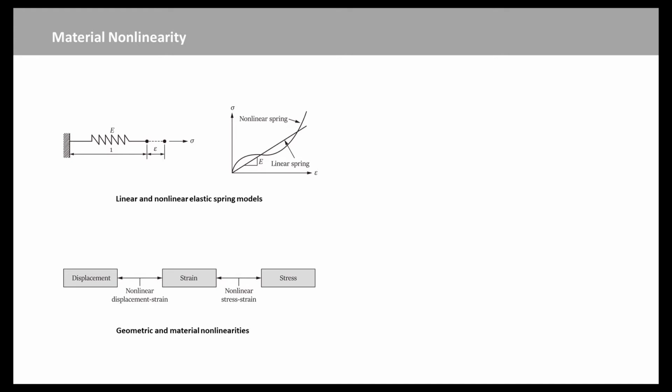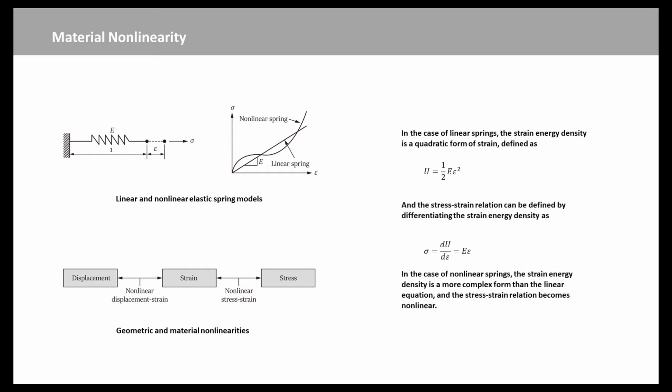The figure of a spring model illustrates the linear and nonlinear responses using a one-dimensional spring device. Assuming that both the length and cross-sectional area of the device are unitary, displacement becomes strain and applied load becomes stress. In the case of linear springs, the strain energy density is a quadratic form of strain, defined as U equal to half of elastic modulus E times epsilon squared, and the stress-strain relation can be defined by differentiating the strain energy density as sigma equal to E times epsilon.